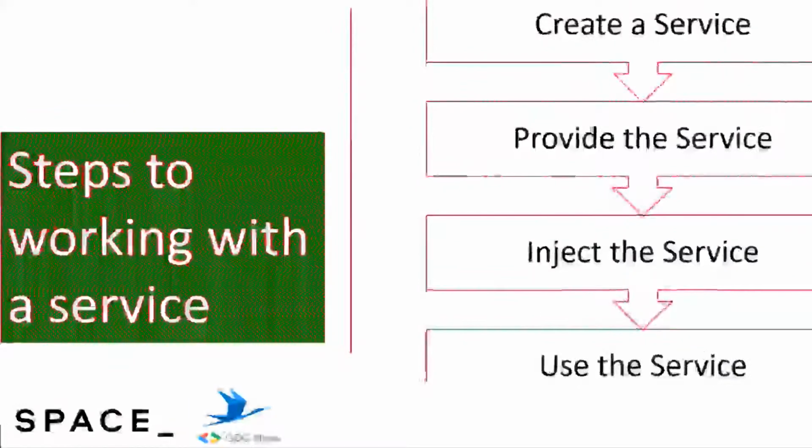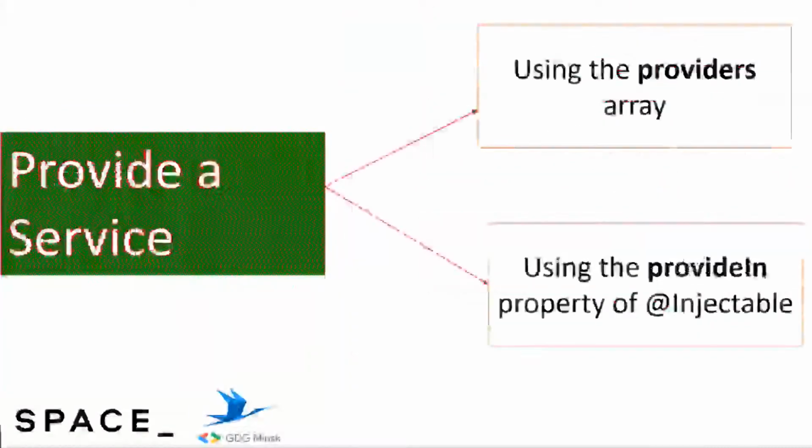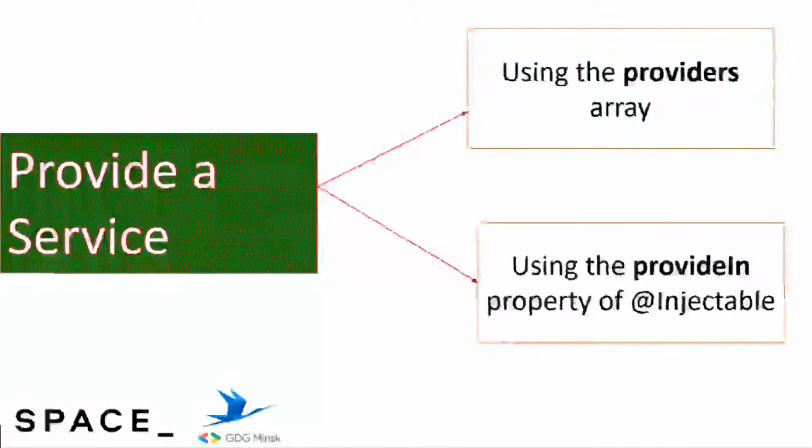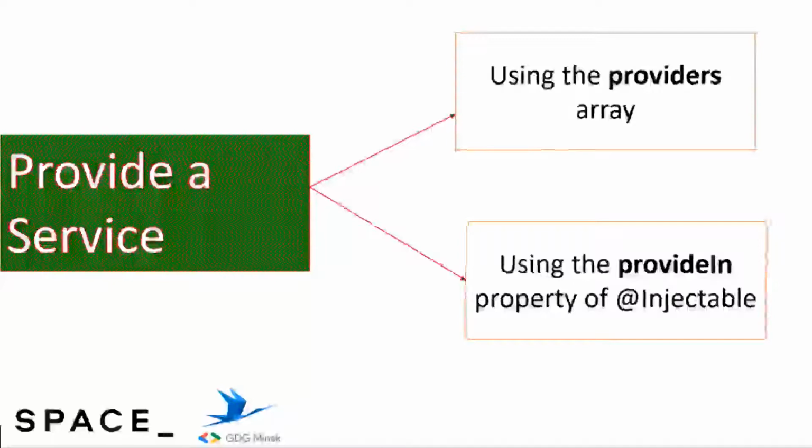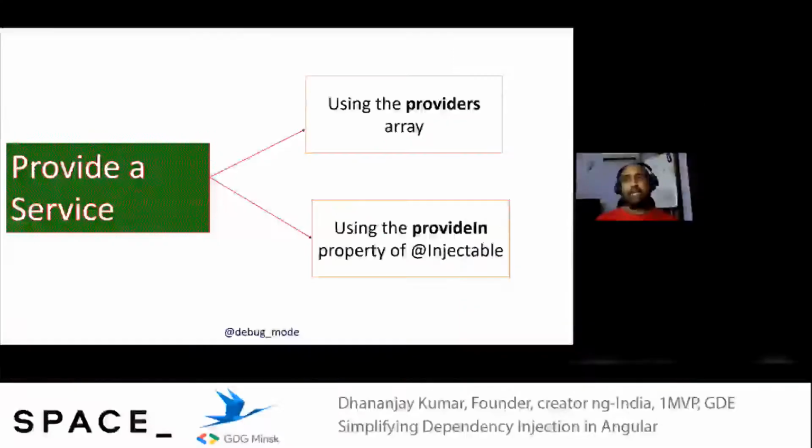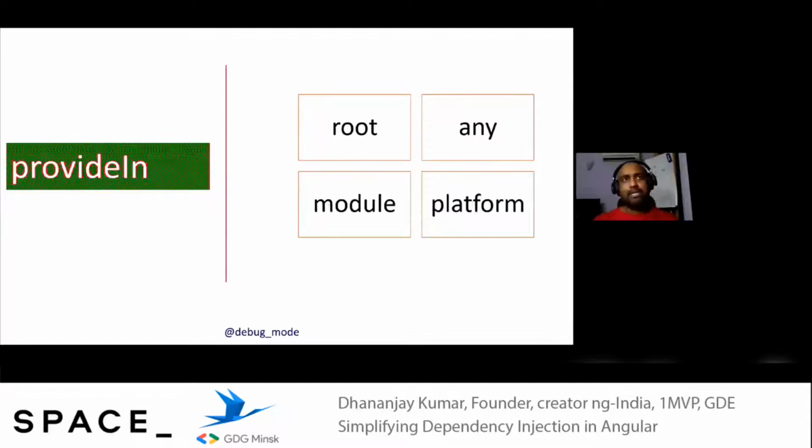Now, when I say the second step, provide the service, what does it mean? Providing a service means you can provide a service either using the providers array of a module or of a component, or using the providedIn property of the injectable decorator. So these are the two options: the providers array and the providedIn property of Injectable, and we are going to explore these two in detail.